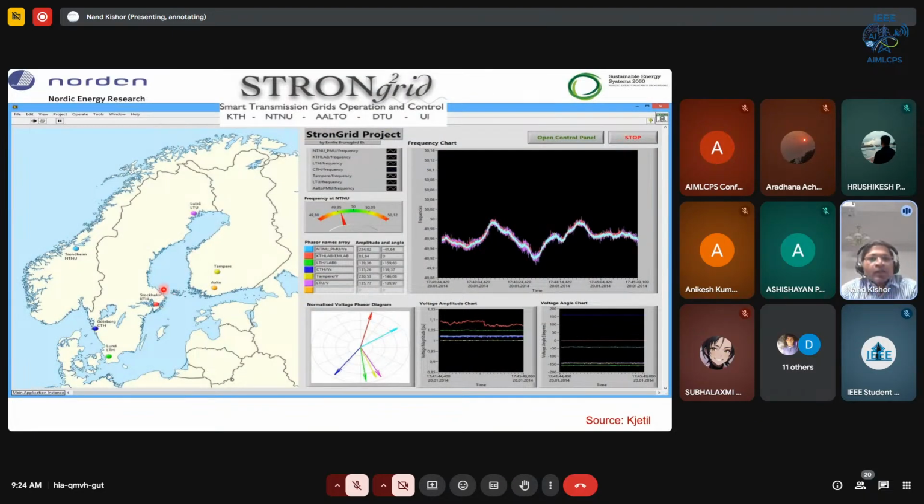Then again, this is another graphical illustration for the application. You can see we were able to select the data from which of the lab locations could be accessed here. And we have the frequency information, the voltage magnitude, and also the voltage angle here for each of these locations.